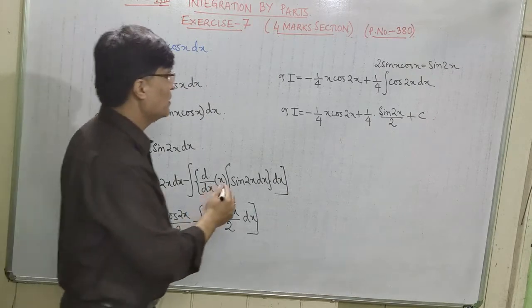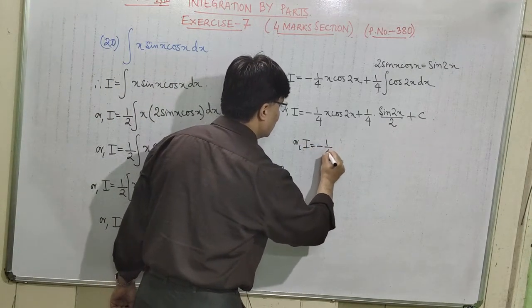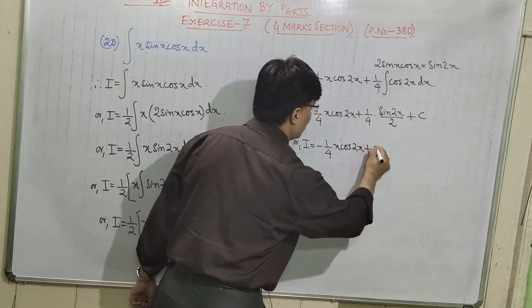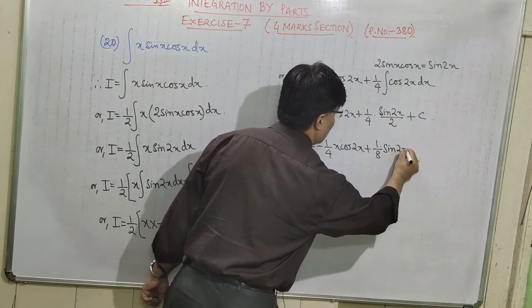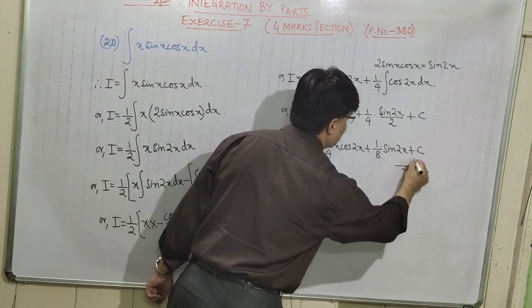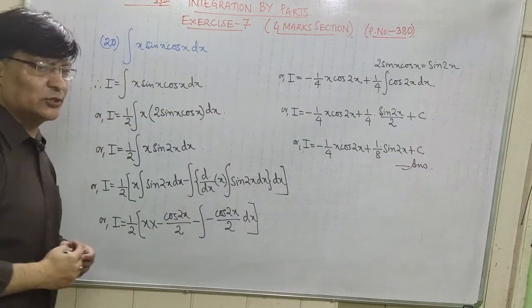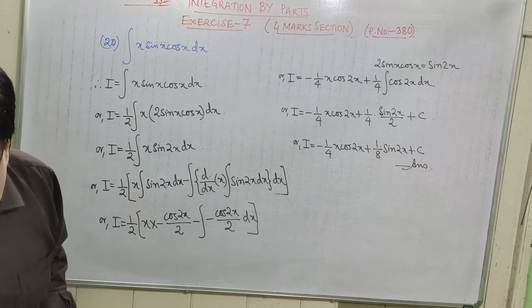Is that clear? So let us simplify it further now. I is equal to minus 1/4 x cos 2x plus 1 by 8 sin 2x plus c. So this is the final answer. So I think you have understood it. So you can copy it. Now we'll do the next question.